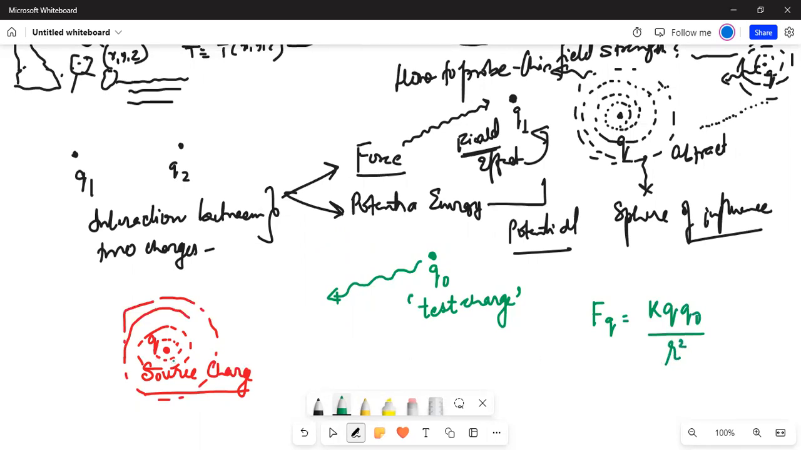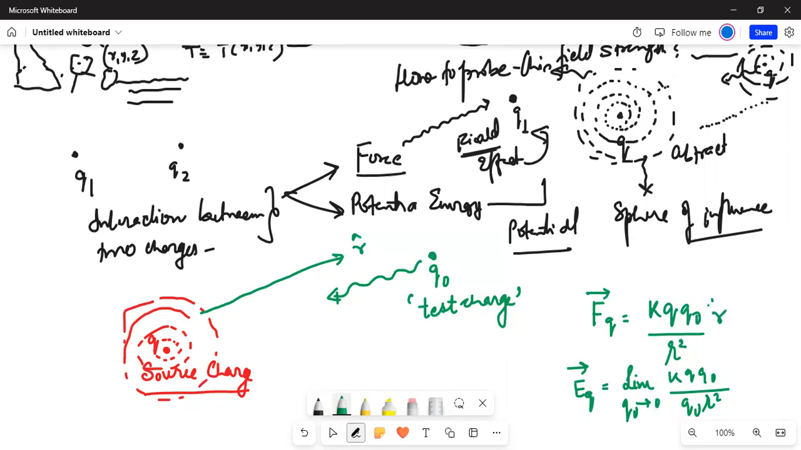Now, what is the field due to this charge Q? The field strength is defined as, let's say these two charges are of same sign, and let's say this is a positive direction of R. Let's say this is R cap. So what will be the field due to charge Q? It is equal to the limit Q naught tends to 0, K Q naught divided by Q naught R square. So it is actually nothing but the force vector divided by the magnitude of the test charge.